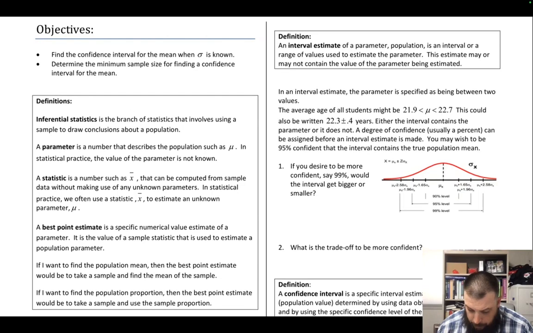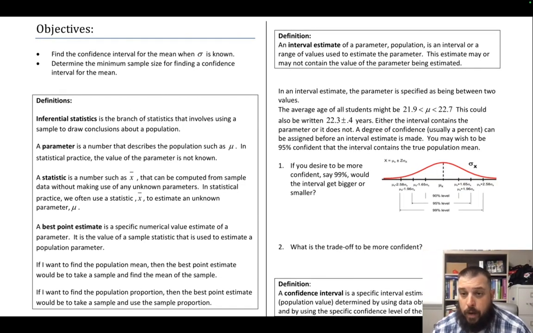As we look over here, an interval estimate of a parameter is an interval or range of values used to estimate the parameter. Let's look at an example. In an interval estimate, the parameter is specified as being between two values. The average age of all students might be 21.9 to 22.7. This could also be written as 22.3 plus or minus 0.4 years. Either the interval contains the parameter or it does not.